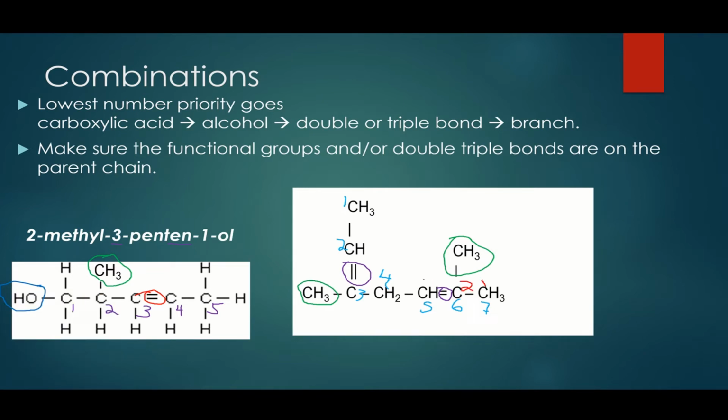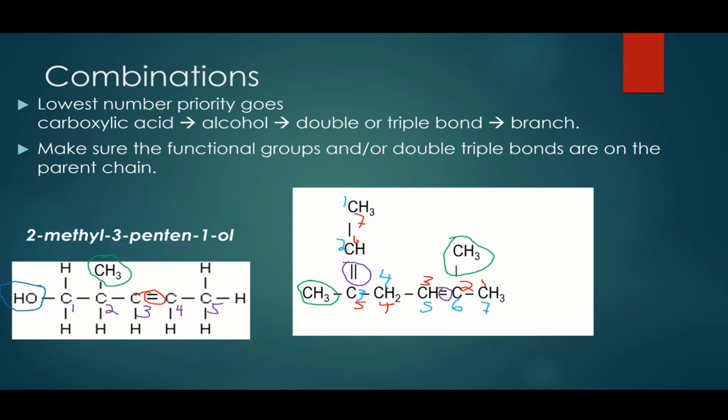1, 2, 3, 4, 5, 6, 7. Okay, again, still our 7 chain, still working with a heptane. But when we go with red, we have a double bond on the second carbon and the methyl group on the second carbon. When we go with the blue, we have the double bond on the second carbon, but our methyl group isn't until the third carbon.